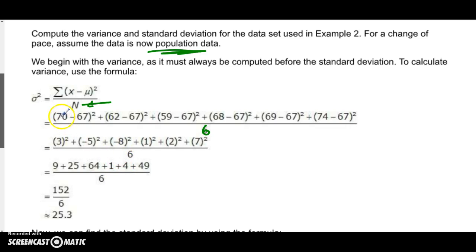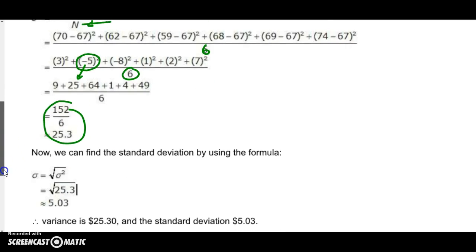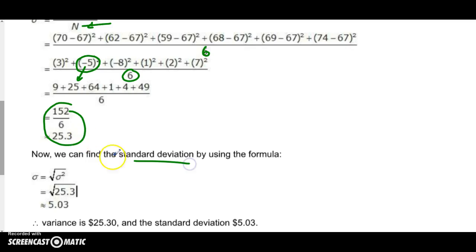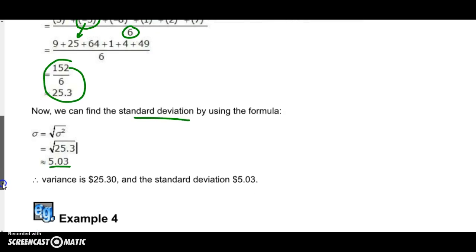So now we get 70 minus 67 is 3 squared. That's 9. So you take all these and you square them. You can kind of ignore the negative at this point because when you square it, it becomes positive anyway. So you add them all up: the difference squared, the difference squared, the difference squared, divide by 6, and you end up here with 25.3. That's going to be your variance. And now to get the standard deviation, you just take the square root of 25.3, which is 5.03. What does that mean? We'll talk about that later.